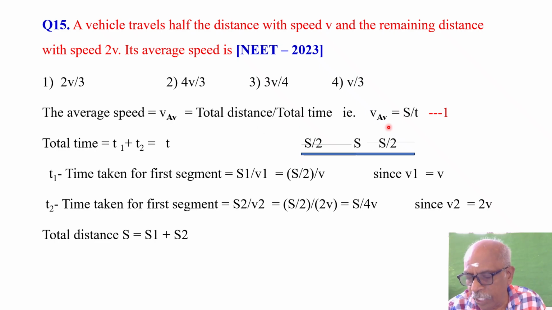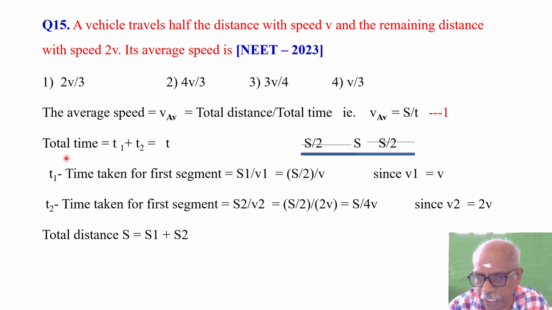So V average is equal to S by T. What is S? Total distance. It is divided into 2 parts. One is S by 2, another S by 2. Totally it is S. So this half is S by 2, another one is S by 2. So this is equal to S divided by total time T. What is total time T?